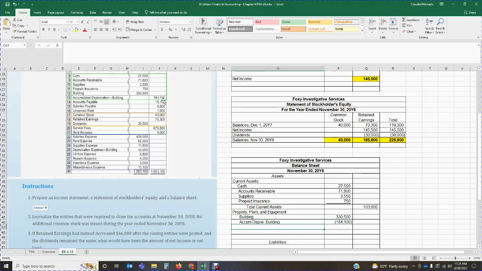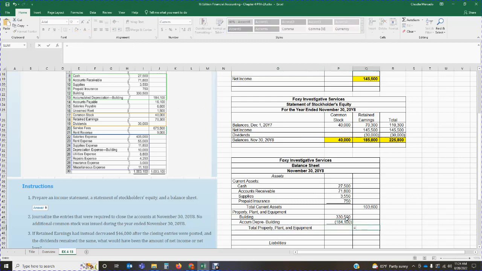Therefore, my total property, plant, and equipment is going to be building less the accumulated depreciation. It'll be 146,400. Okay. Now I can calculate my total assets. Your total assets are the sum of your total current assets plus your total property, plant, and equipment. And that gives me $250,000 in total assets.